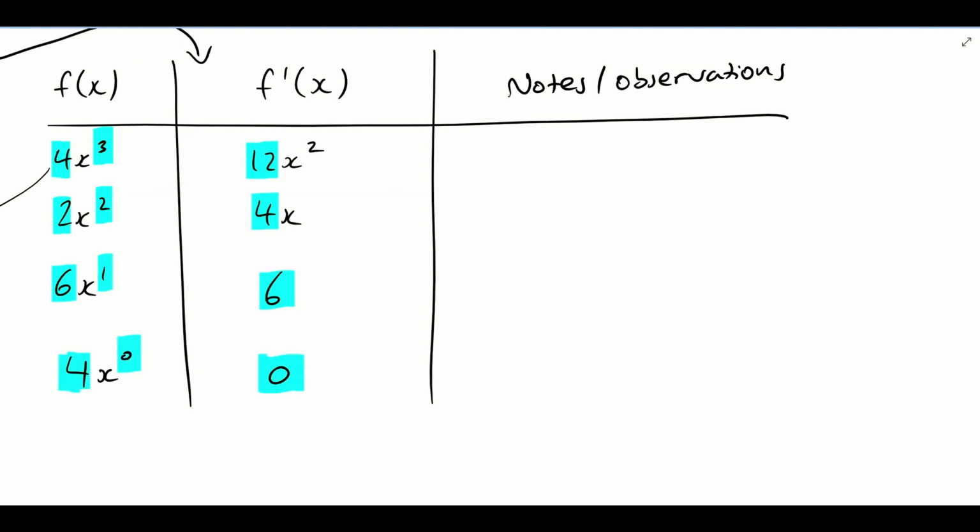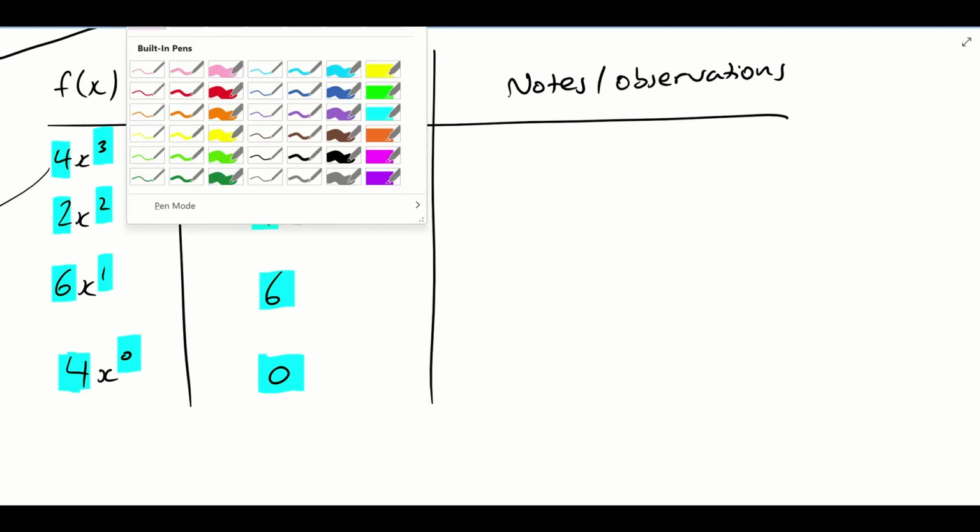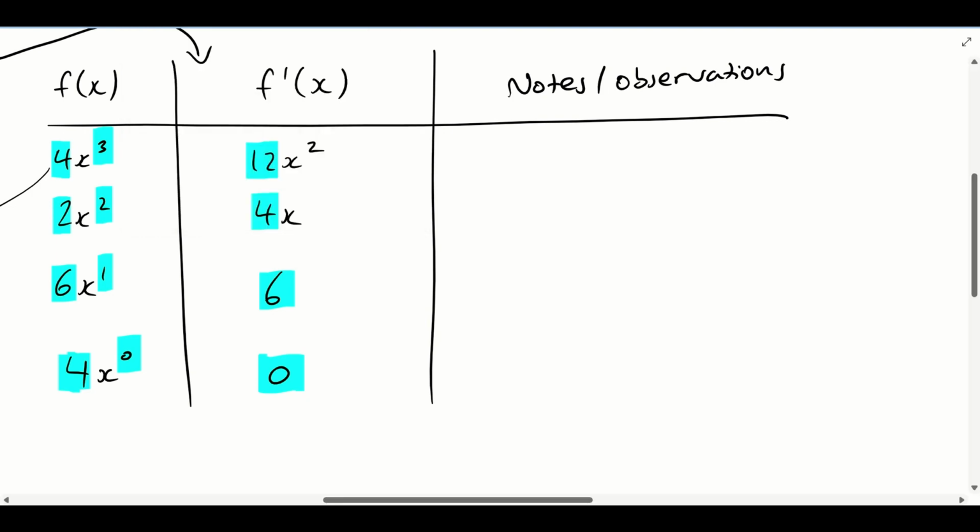So there's an interesting pattern going on there. There's one more pattern that we need to have a look at. Let's write this as 4x to the power of 1, and this is 6x to the power of 0, and this can be x to the minus 1. If we use yellow this time, we can see that this 2 is 1 less than this 3, and this 1 is 1 less than this 2, and this 0 is 1 less than this 1. And this minus 1 is 1 less than the 0.